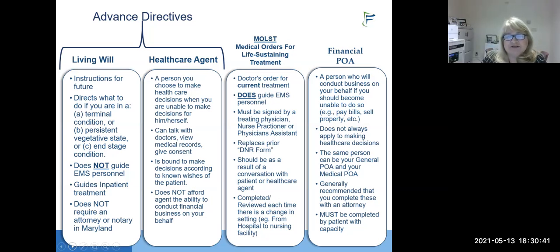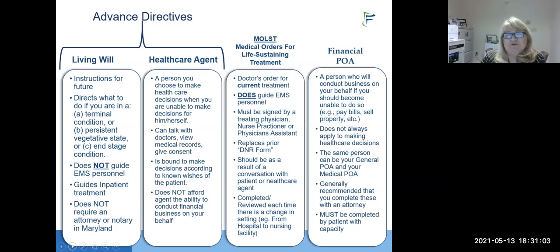They talk with the doctors, they view medical records, they give consent. They are bound to make decisions according to the patient's wishes. It does not afford the agent the ability to conduct financial business on your behalf. There's a lot of confusion over a healthcare agent, a medical power of attorney, versus your financial power of attorney.